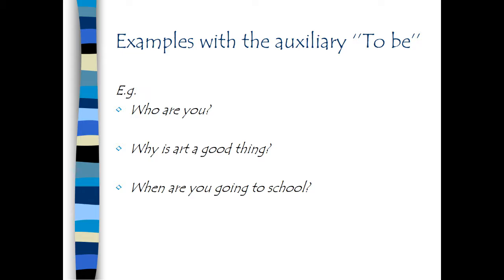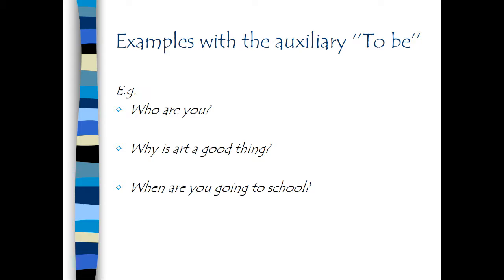Let us look at some examples with the auxiliary to be. Who are you? Why is art a good thing? When are you going to school? In the first example, who would be the question word, are would be the auxiliary to be, and you would be the subject. In this case, the first example is complete, and we do not need to add either a verb or an object.